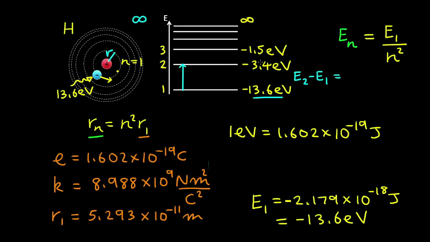So that will be minus 3.4 minus 13.6 electron volts, which is 10.2 electron volts. And to jump from the ground state to any other energy level, so in this case n equals 3, the electron has to absorb E3 minus E1. So that will be minus 1.5 minus 13.6, which is 12.1 electron volts.